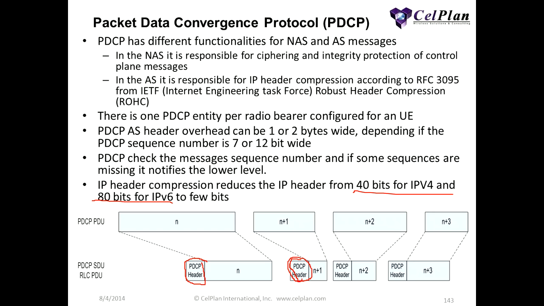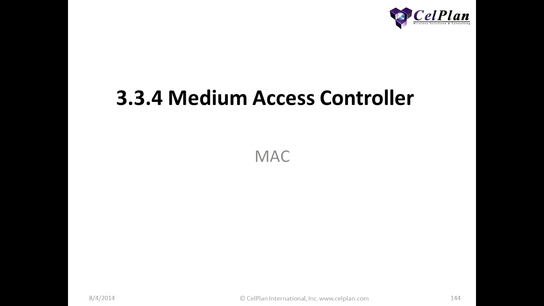The same thing when the UE sends a packet: the PDCP will send the full PDCP header only once, and then it will send only the changes in the packet numbering, and the PDCP at the ENB will reconstruct it.